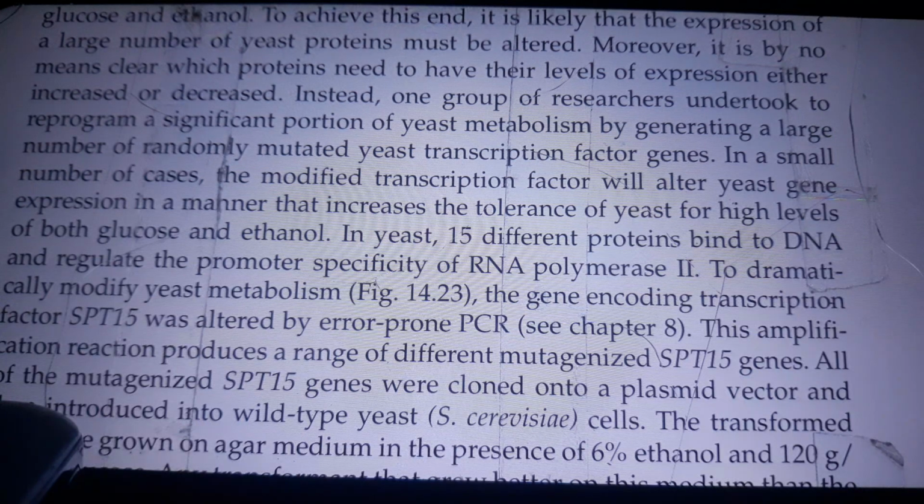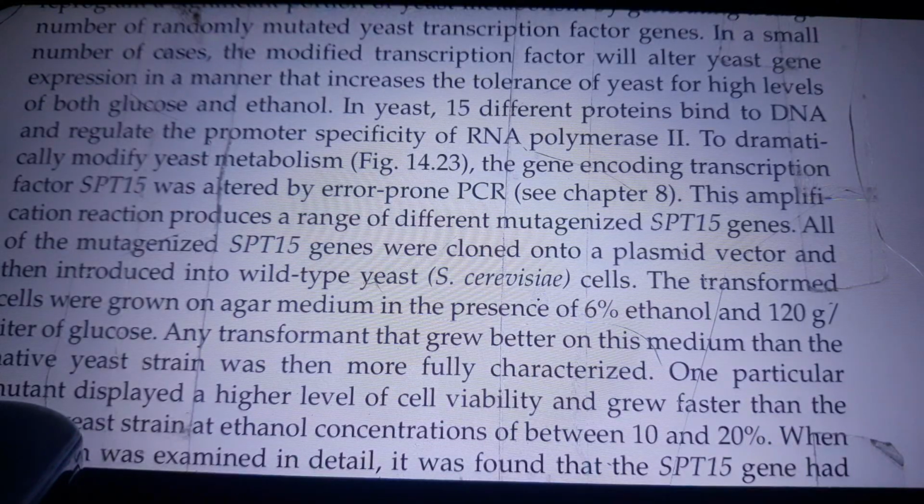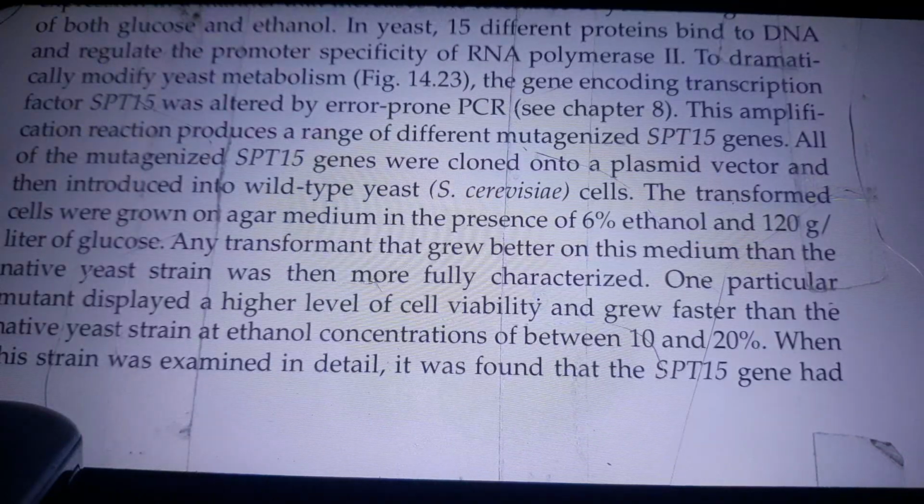In a small number of cases, the modified transcription factor would alter yeast gene expression in a manner that increases the tolerance of yeast for higher levels of both glucose and ethanol. In yeast, 15 different proteins bind to DNA and regulate the promoter specificity of RNA polymerase II to dramatically modify yeast metabolism. The gene encoding transcription factor SPT15 was altered by error-prone PCR. This amplification reaction produces a range of different mutagenized SPT15 genes.